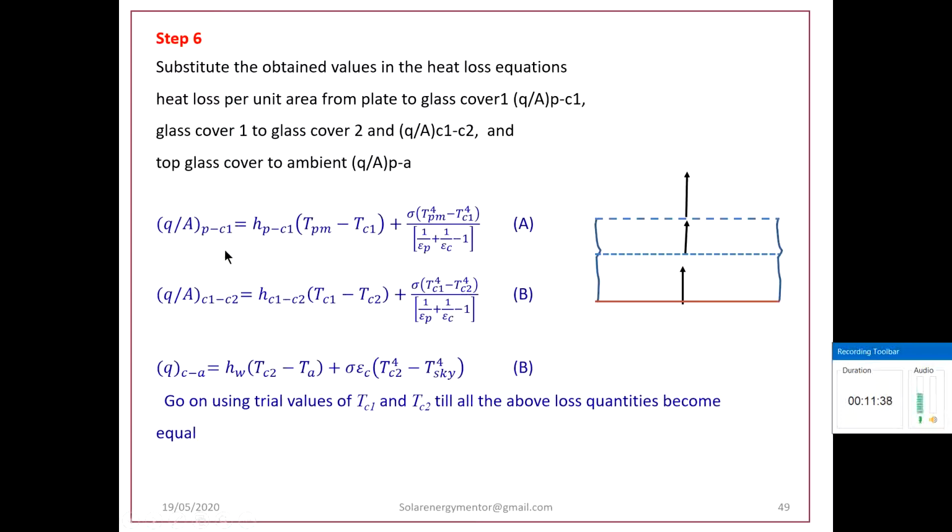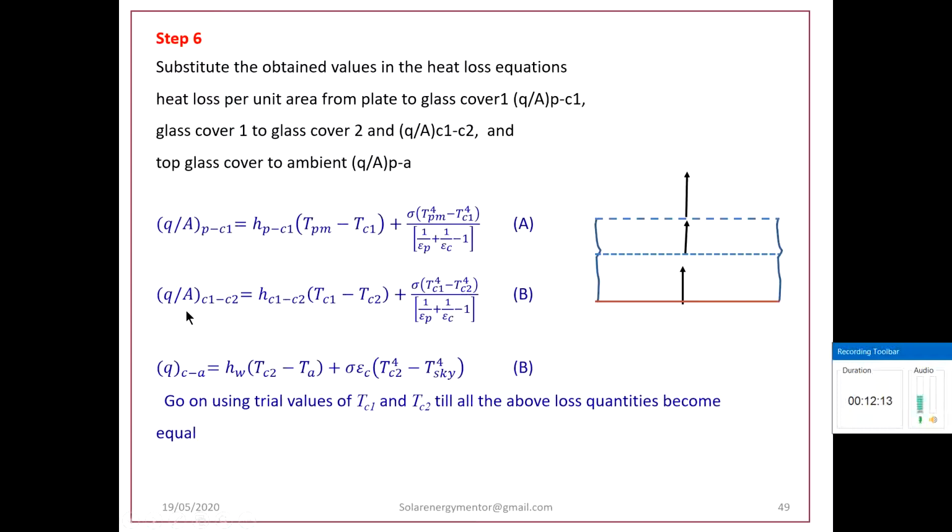What do these heat loss equations indicate? They are the heat loss per unit area from plate to glass cover. First is heat loss from plate to glass cover 1. This is the convective part of heat loss and this is the radiative part of heat loss. Here TPM is the mean plate temperature and TC1 is the glass cover 1 temperature. This is the emissivity of the plate and the emissivity of the cover. Everything is known here, so we can calculate this value.